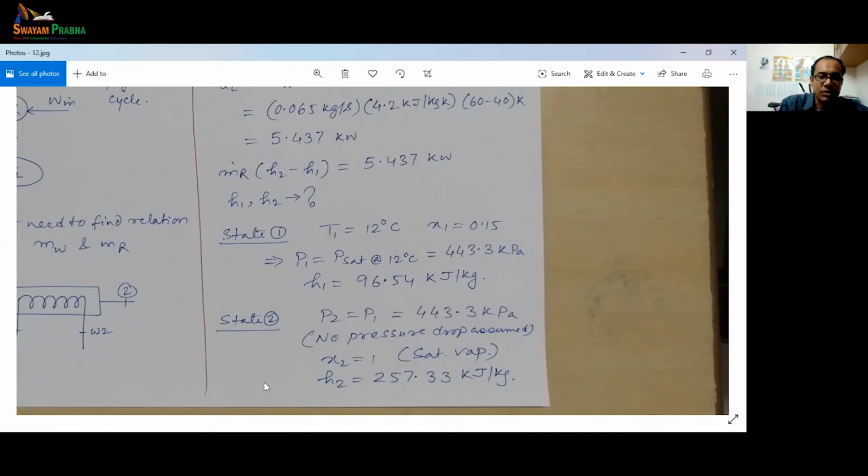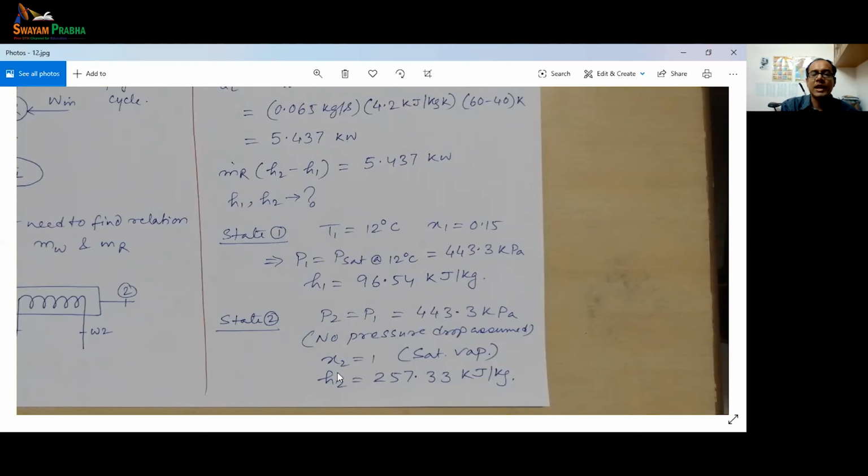Okay, and for state 2, what is given? State 2 pressure is not changing. So P2 will be equal to P1, that's 443.3 kilopascal, and no pressure drop is assumed here. Usually there is a pressure drop, but here for the ideal case, we can assume the pressure drop is negligible. And it is also given that at the exit, the vapor condition will be saturated vapor. So X2 will be 1.